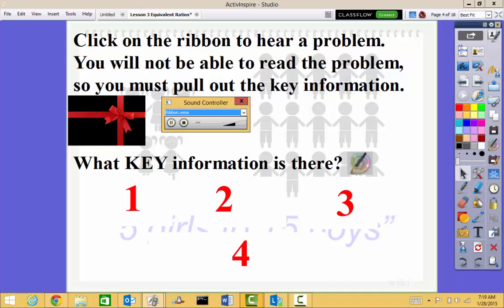Karina and Japsiri are using ribbon to decorate a project in our class. The ratio of the length of Karina's ribbon to the length of Japsiri's ribbon is 7:3. Draw a tape diagram to represent this ratio.